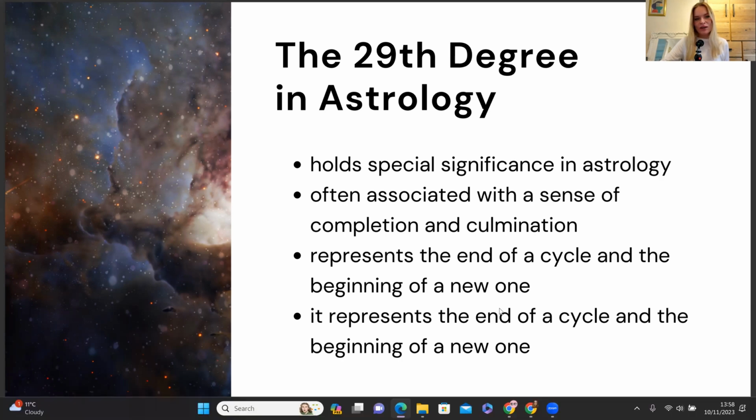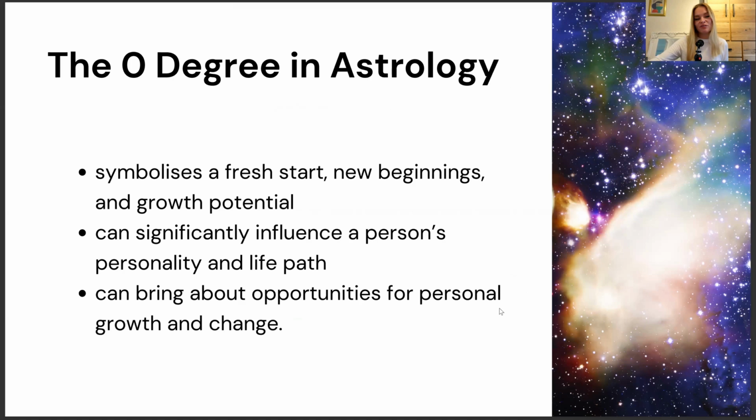Right, so let's move into the 0 degree now. So the 0 degree refers to new beginnings. And it signifies a transition from one side to another. So it holds very, very special significance in astrology as well. It symbolizes a fresh start, new beginnings, growth potential.